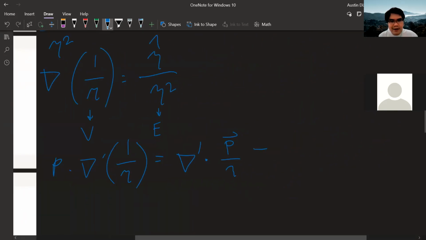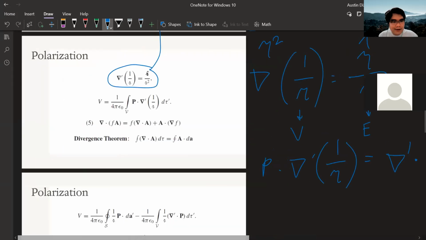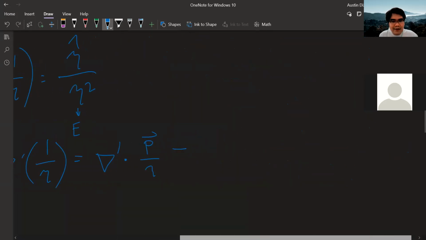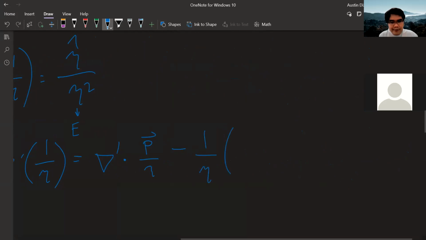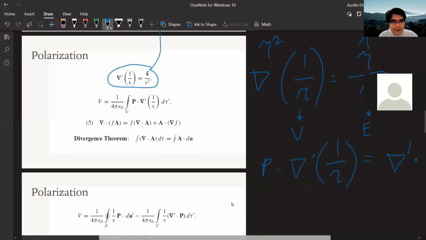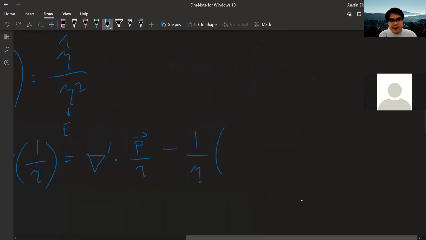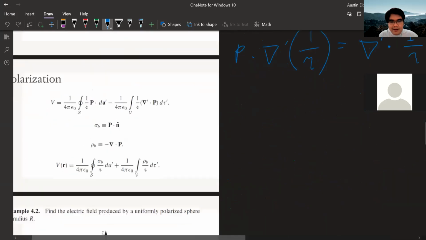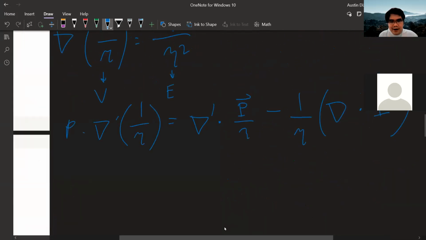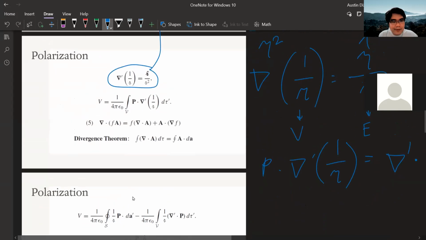Okay. Copying ko lang. So the scalar function is outside. So we have 1 over r. Then I have to get the divergence of P. Lagyan natin ito ng ganun. Okay? Okay. I now plug in this guy. This whole thing, the right-hand side. Plug-in ko siya dito.